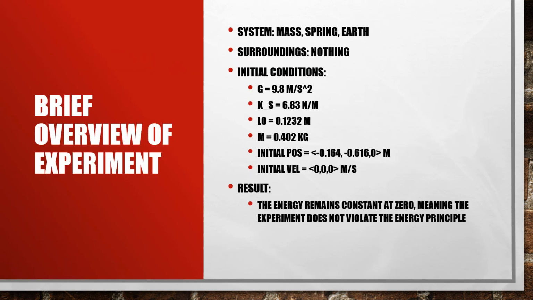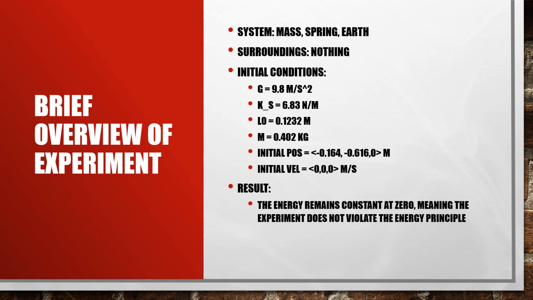For a brief overview of the experiment, the system in this case was identified to be the mass, the spring, and Earth. The surroundings were nothing. And then the initial conditions for g, the spring constant, the relaxed length, and then m were all given. And then the initial position was found to be negative 0.164 meters in the x direction, and then negative 0.616 meters in the y direction. And then this was found using the tracker. And then the initial velocity was 0 meters per second because the system started at rest.